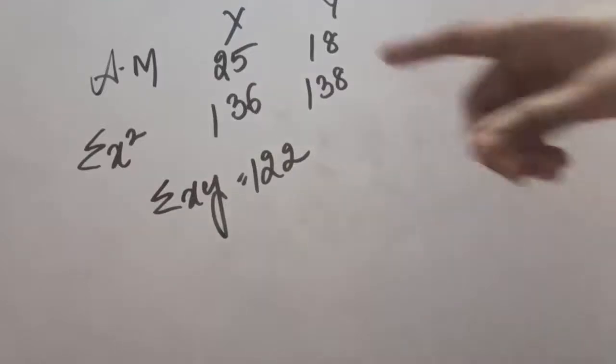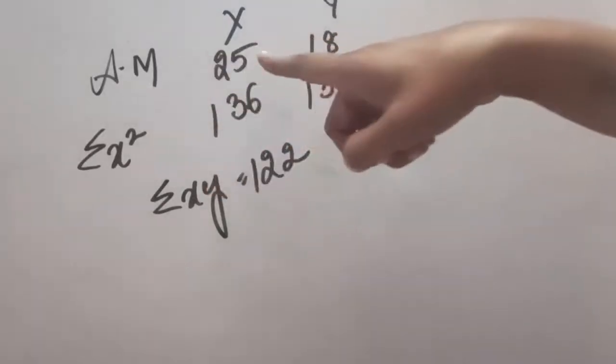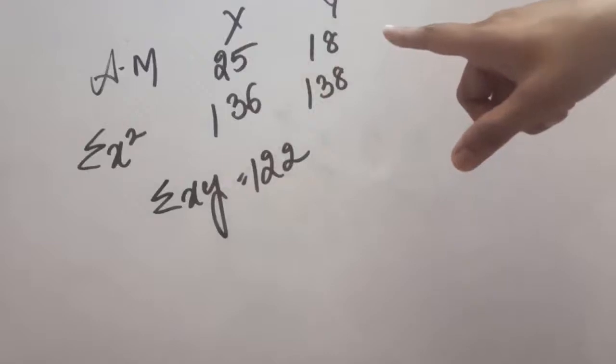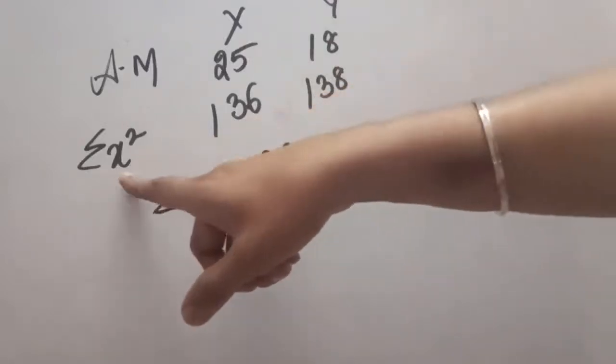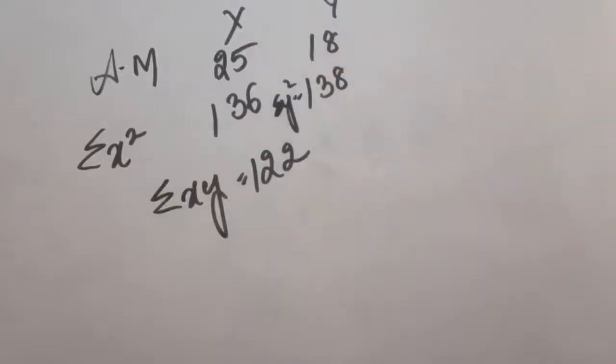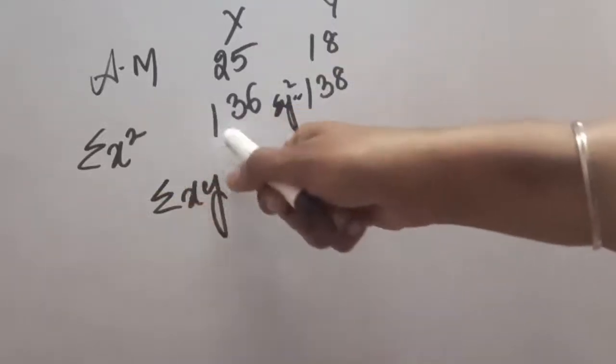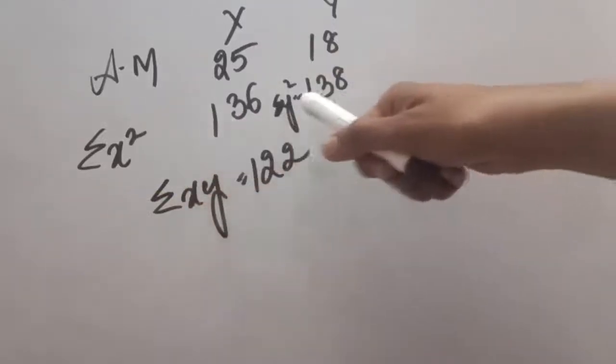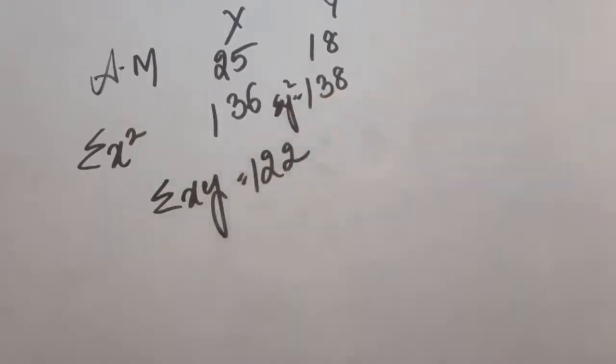Now in this question we have been given the actual means of the x series and y series. Then sigma small x square and sigma small y square have been given. So it is written that these are the squares of deviations from the actual mean for the x series and for the y series. These are small x and small y. And finally, the summation of the product of deviations of x and y from their respective means has been given.